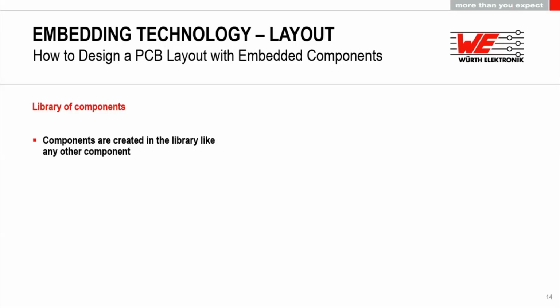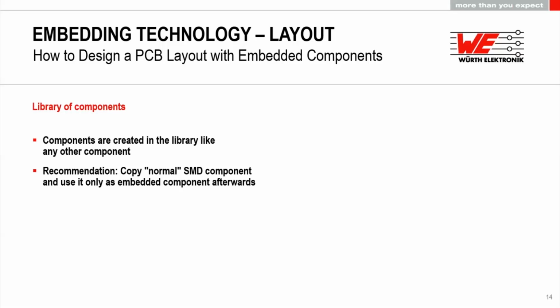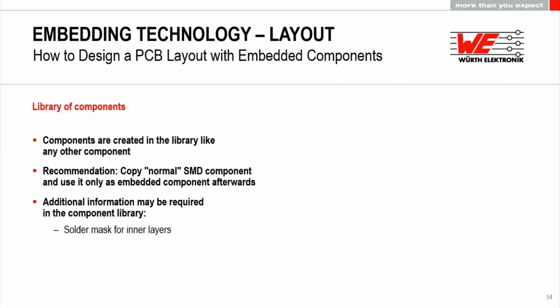First of all, when you start with a layout, you have to create your components in the library. The components which you're using for embedding are basically created in the library like any other of your components which you're using for the outer layer assembly. But we would recommend not using the same components for outer layer assembly as you would use for the embedding, so the components which are assembled on the inner layers, because it is often required that we have some additional information in the component library already. This additional information is, for example, information for the solder mask of the inner layers.